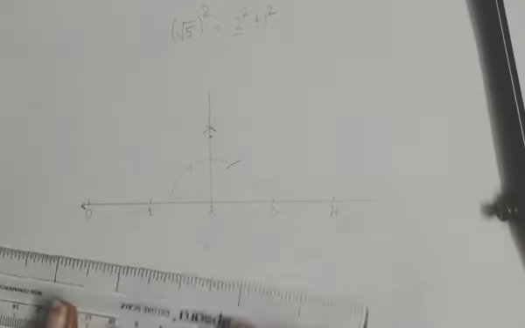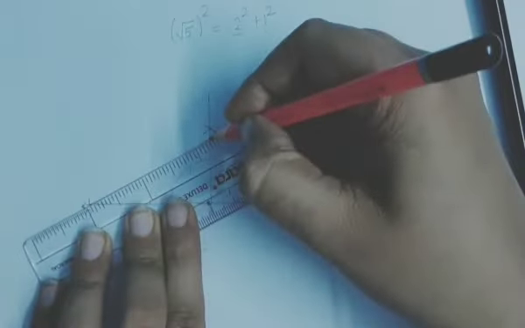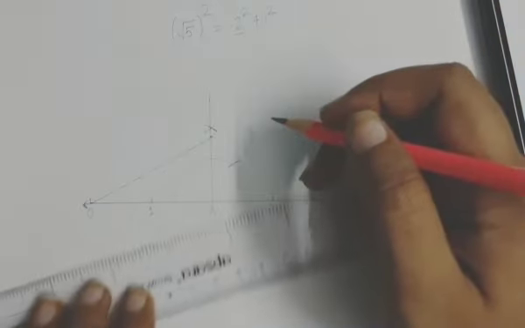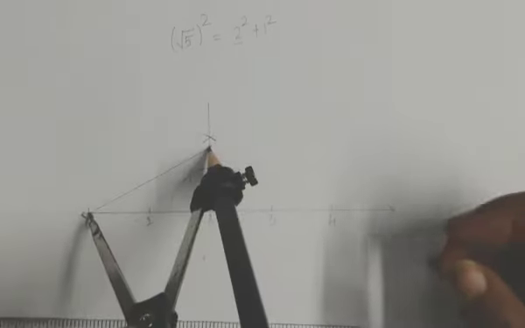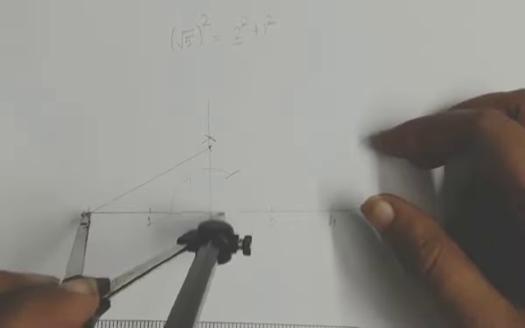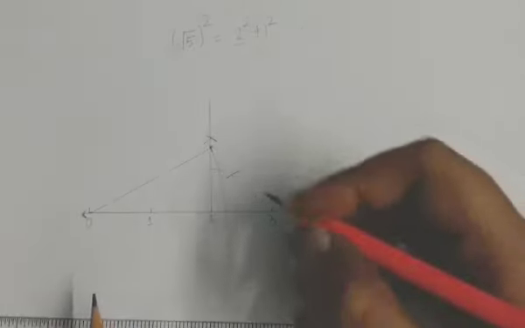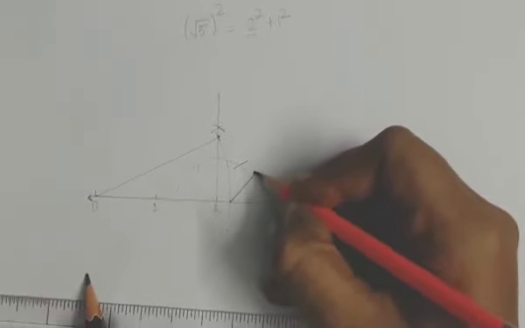Now next what we are going to do, we are going to join 0 with this point. So here we have a right angle triangle with a hypotenuse as √5 and base with 2 units and perpendicular with 1 unit. We are going to take the length of the hypotenuse as the radius, and we are going to draw an arc on the number line. The arc intersects the number line at this point, right? So this point represents √5.